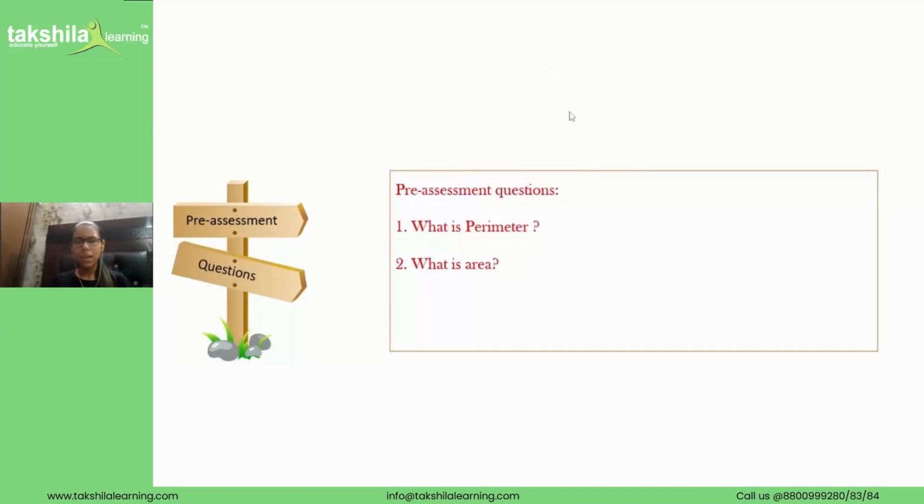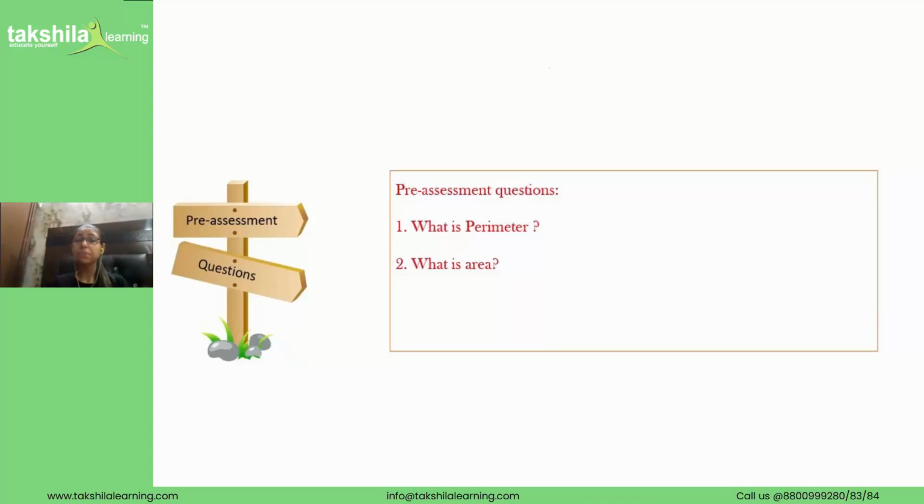So the first question says, what is perimeter? So do you know the answer? We have already learned in earlier grades that perimeter is the length of the boundary of a surface. For example, I have a square and I have to take out its length. So I would count all its sides, which means the boundary of it. And that is why perimeter is the boundary or the length of a particular figure.